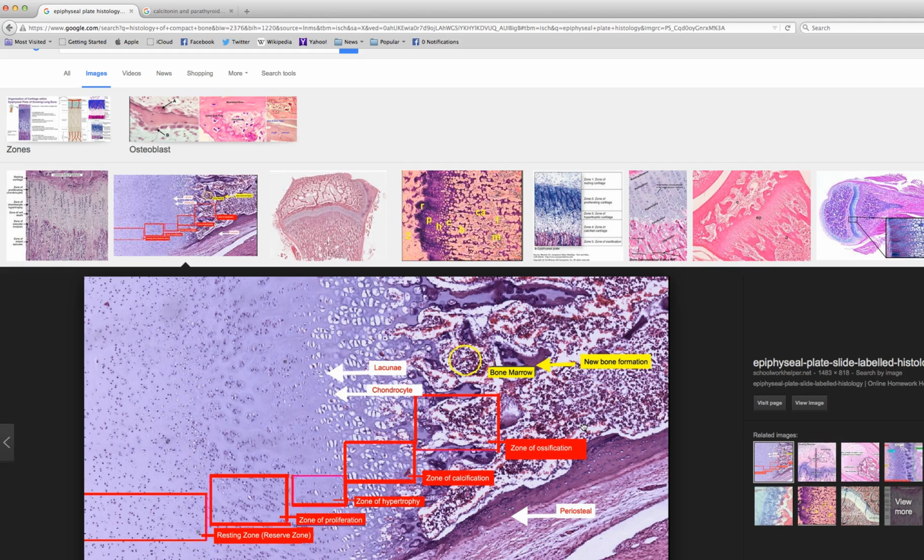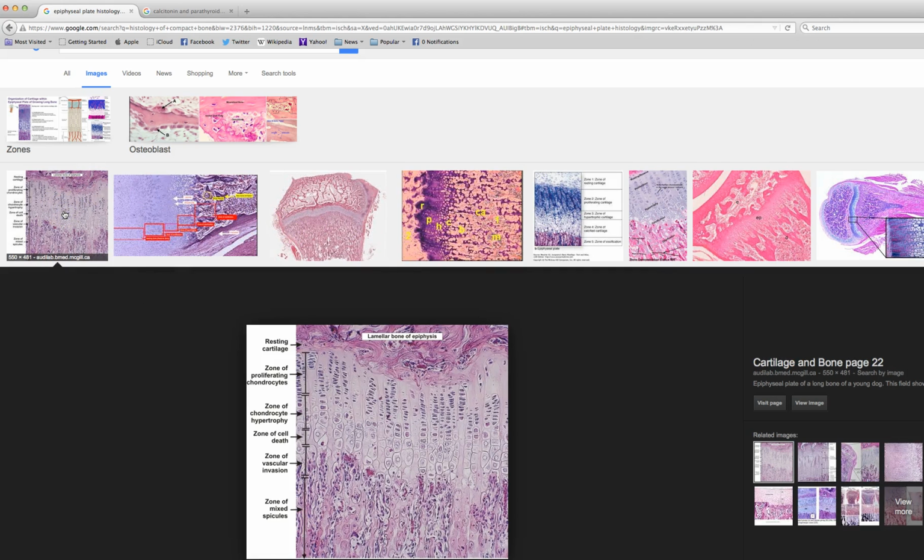Here's another one. So resting zone or just kind of normal hyaline cartilage. Then you see these cells start to divide and become more numerous. Then they get larger in this hypertrophy area. And then these chondrocytes are going to turn into osteocytes. The lacunae are starting to be formed. And then as you go, you end up having bone down here. Here's just another example of it for pictures.